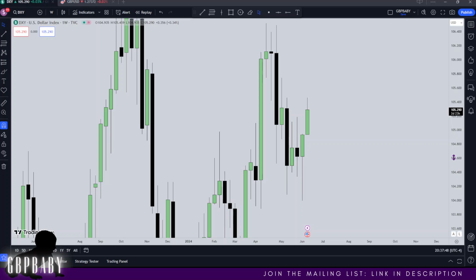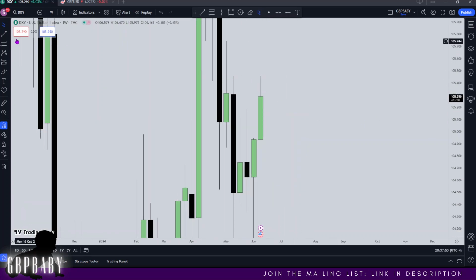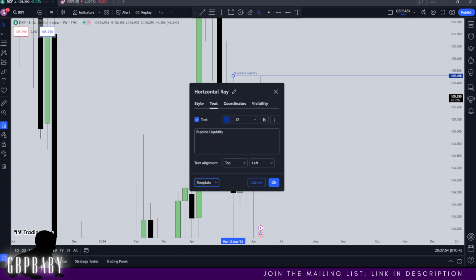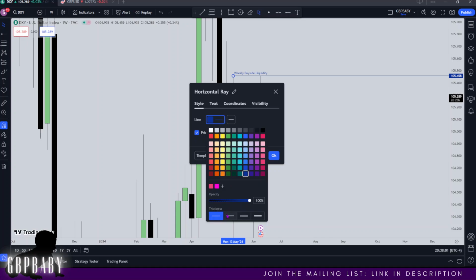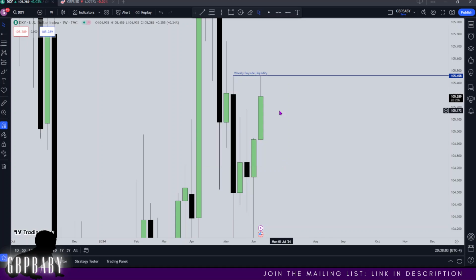But right now, the fact that we have relative equal highs above here, these are going to be seen as buy stops. So we'll put weekly buy side liquidity up here, and I will have my attention on that, and I will talk more on that as we drop down to the lower time frames. But you'll see that we just about took out that weekly high, again showing quite a nice level of bullishness.